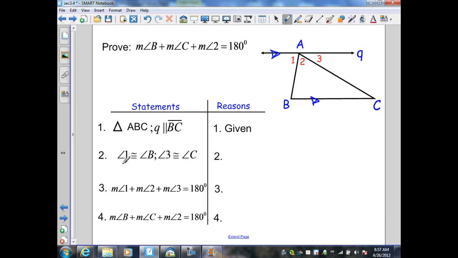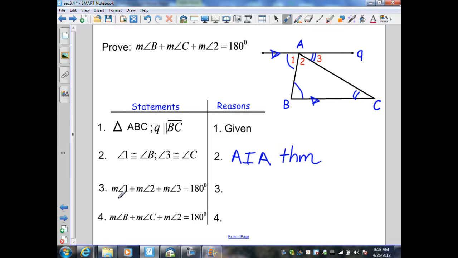Now we have step 2. Angle 1 is congruent to angle B. I know angle 1 is congruent to angle B because if I have two parallel lines cut by a transversal, then alternate interior angles are congruent. So this is by the AIA theorem. I'm also given that angle 3 is congruent to angle C. Again, I know that's true because if two parallel lines are cut by a transversal, then alternate interior angles are congruent.